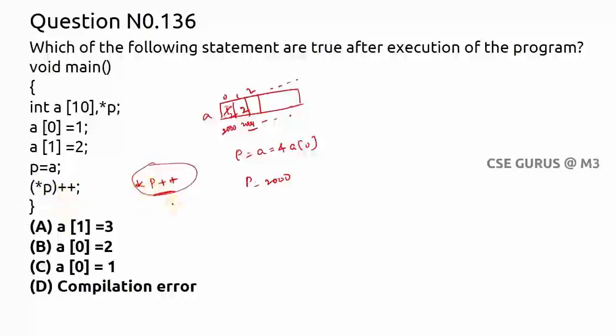So now you see, a of 1 equals 3? Is that a of 1 equals to 3? No, this is not correct. a of 0 equals to 2? What is a of 0? 2. Yes, correct. a of 0 equals to 1? Is that 1? No. And is it a compilation error? No. So what is the answer? Option B is correct. So remember this point.